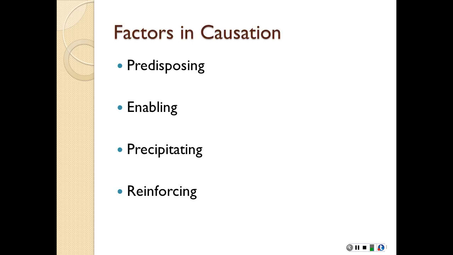Precipitating factors are those factors that are associated with the onset of disease. For example, exposure to a specific pathogen or a specific harmful substance. So asbestos exposure is a precipitating factor for mesothelioma, which we all know because we've all seen those lawsuit commercials that are still going on. And then finally, reinforcing factors are those factors that can aggravate an established disease, like if you have repeated exposures to poor environmental conditions.